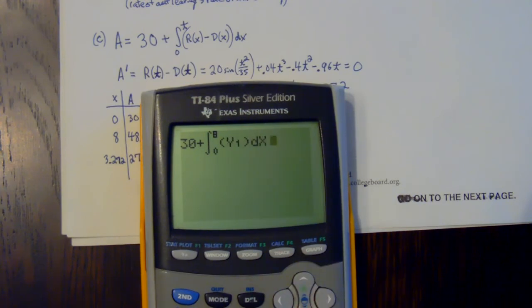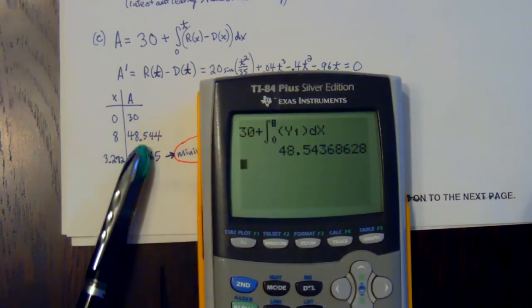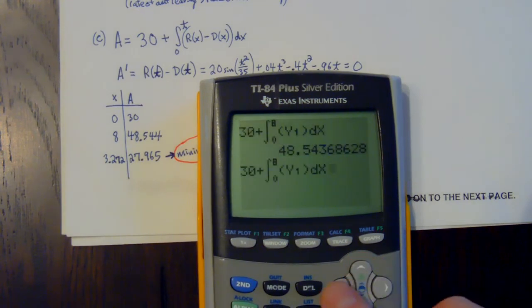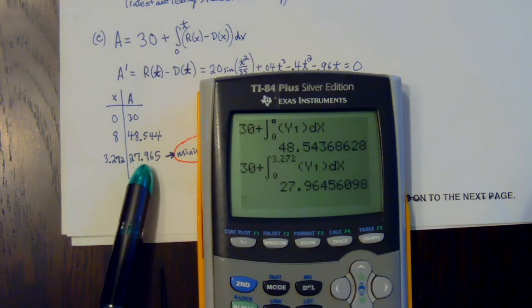Just hit x in there and hit enter, and then see how it gives me that 48.544 number right there. And then the nice thing is I could just go up in there and then switch that 8 to the 3.272, hit enter again, and it gives me my 27.965 right there.